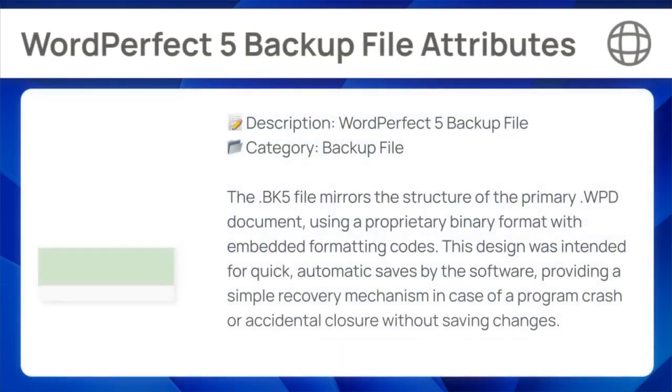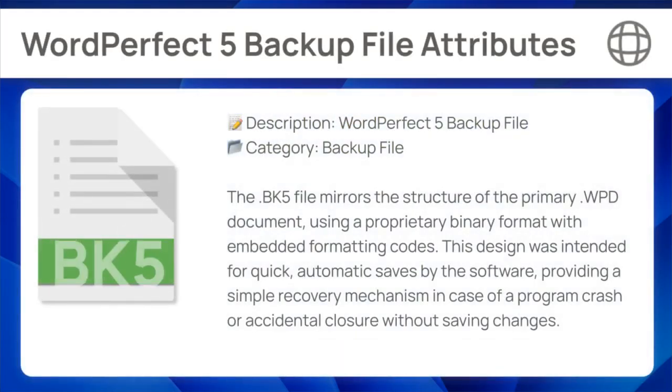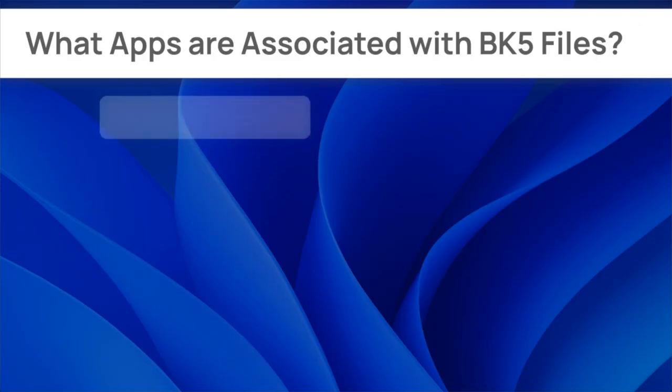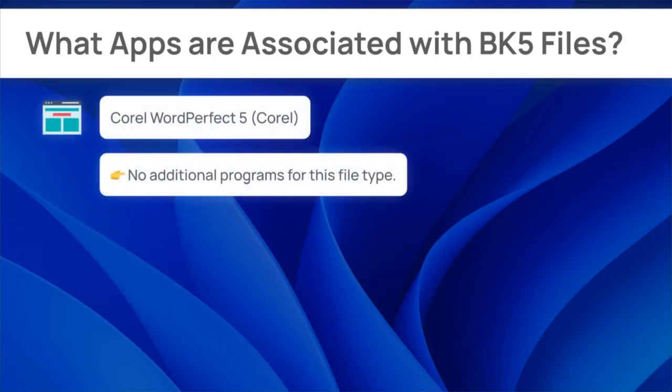The .BK5 file mirrors the structure of the primary .WP document, using a proprietary binary format with embedded formatting codes. This design was intended for quick, automatic saves by the software, providing a simple recovery mechanism in case of a program crash or accidental closure without saving changes. Corel WordPerfect 5 from Corel is the core program designed for the BK5 structure.